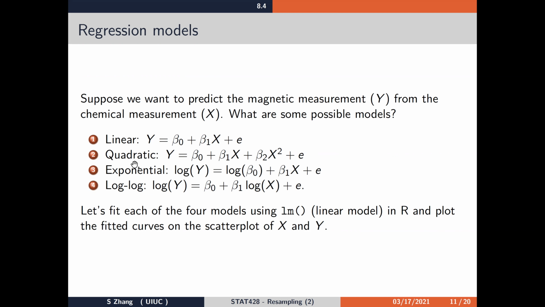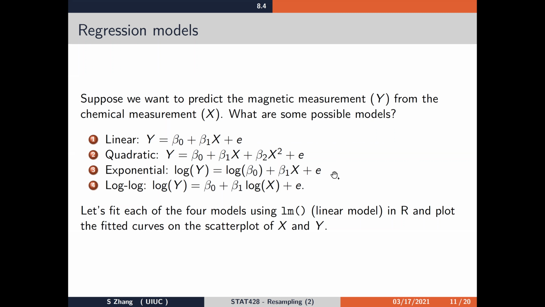The second is a quadratic model where we include an additional quadratic term, x squared. The third is an exponential model where we transform our y's first and then do a linear model. So log of y in this case is equal to some intercept plus beta 1 times x plus e. It's called the exponential model because if you take the exponential of this, then you get y is equal to beta 0 times e to the beta 1 x, times something.